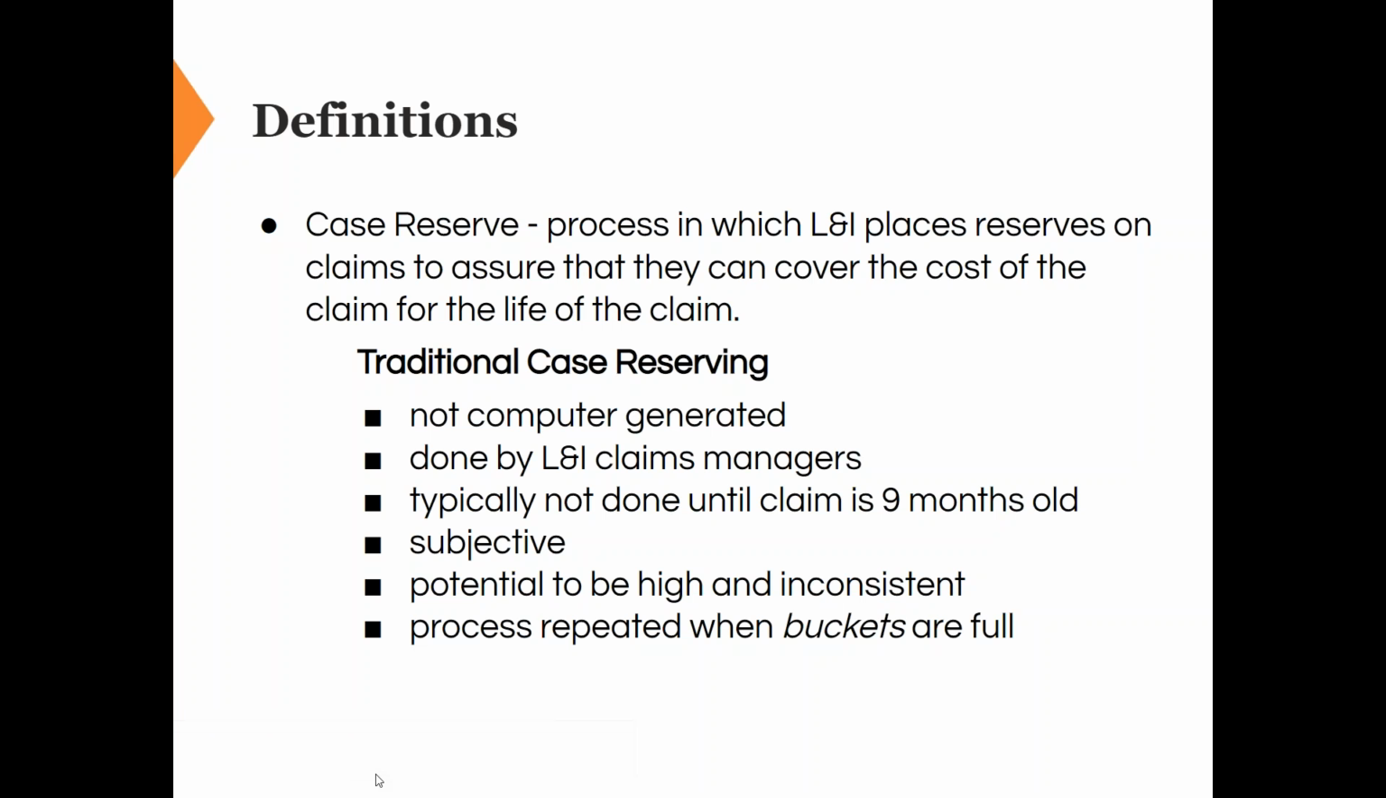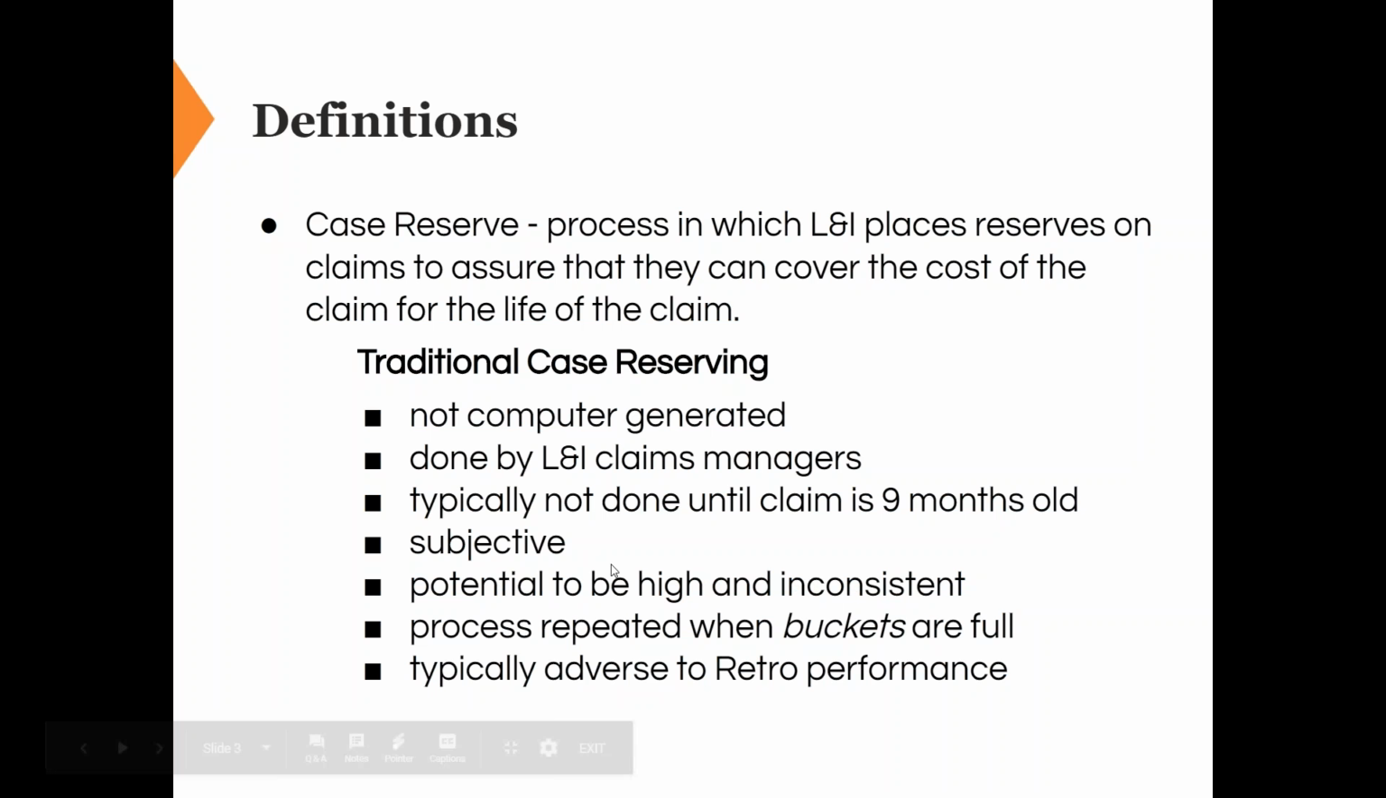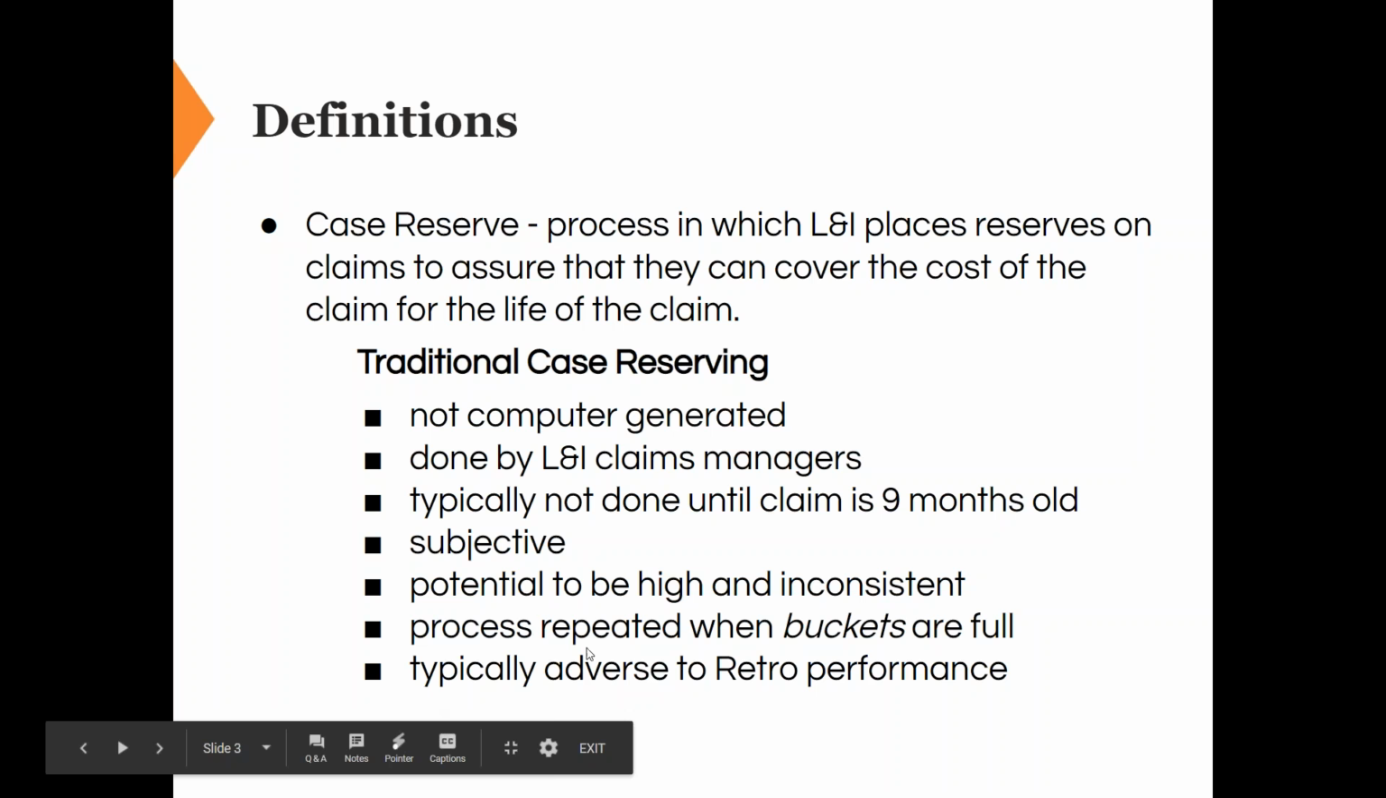The process is repeated for traditional case reserving, and we'll go into that in a second, when what are referred to as the buckets are full. So if there's a $10,000 time loss reserve and you're at $9,000, that claim is going to hit a re-reserve. It'll get picked up on a list and get sent back up to get a re-reserve on it. That's what are referred to as buckets. Typically case reserving is adverse to retro performance. The more reserves we have on our claims in the retro groups, the worse the performance is. We'll talk about that shortly, but case reserving is not a friend of retro generally.